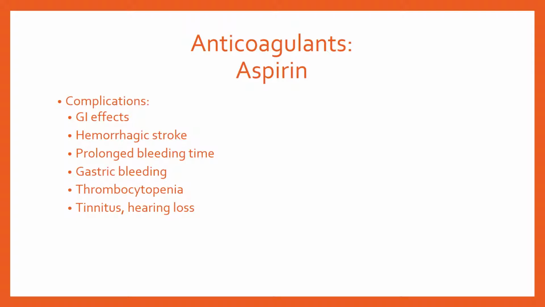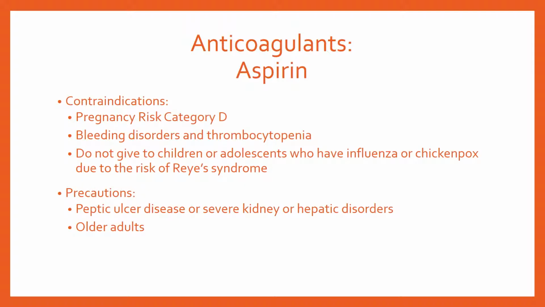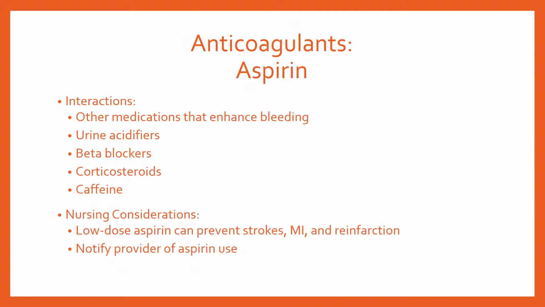Tinnitus and hearing loss: they can have the ringing in the ear or the hearing loss due to the aspirin, so they need to let their physician know if this occurs. It's pregnancy risk category D. Contraindications: bleeding disorders and thrombocytopenia. Do not give to children or adolescents who have influenza or chickenpox due to the risk of Reye syndrome. Precautions: peptic ulcer disease, severe kidney or hepatic disorders, and older adults. Interactions: other medications that enhance bleeding, urine acidifiers, beta blockers, corticosteroids, and caffeine.